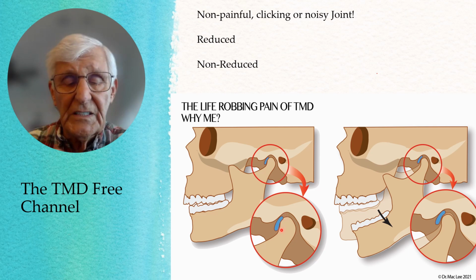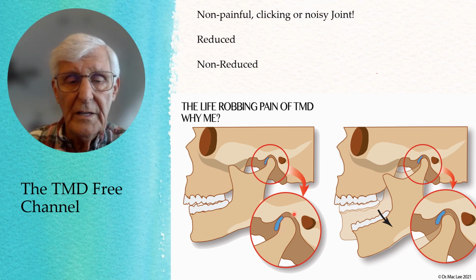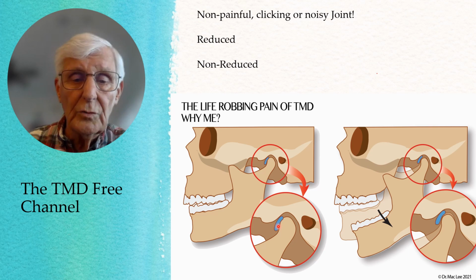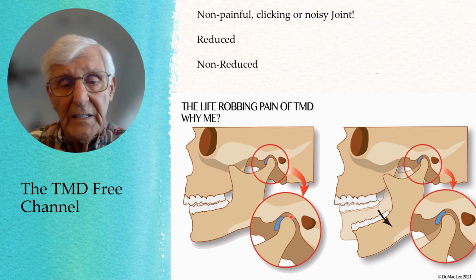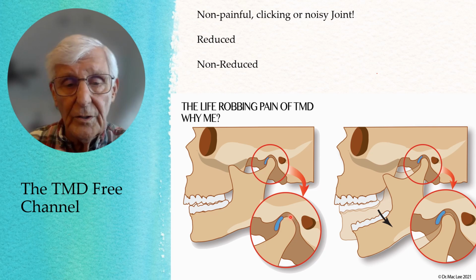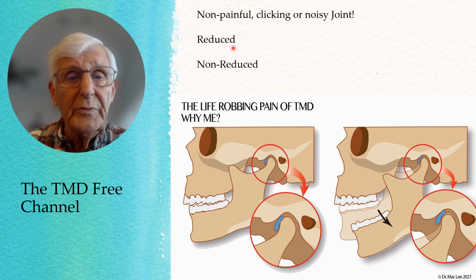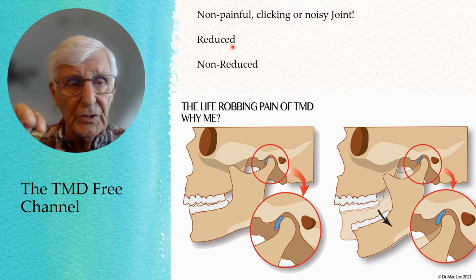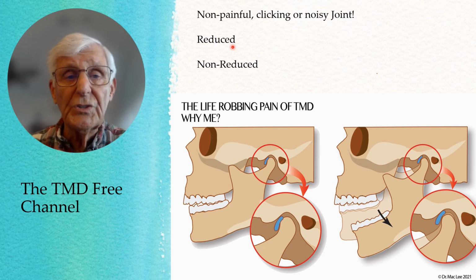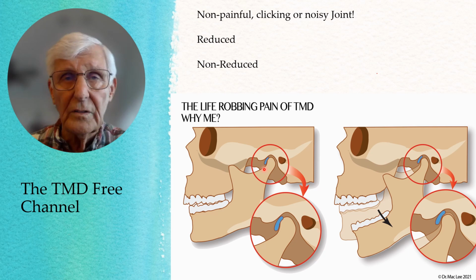But if this disc is in front of this condyle, when the jaw opens, this condyle in some cases pops back into the disc, and when it pops, it makes the noise. And then when you go back to close, it pops off again and goes back into this compressed area of the joint. Now, if it pops on and off and makes a noise while you're opening and makes a noise while you're closing, it's called a reduced click. If it doesn't pop off and on, it is called non-reduced. And non-reduced simply means that this disc is further in front of the condyle.